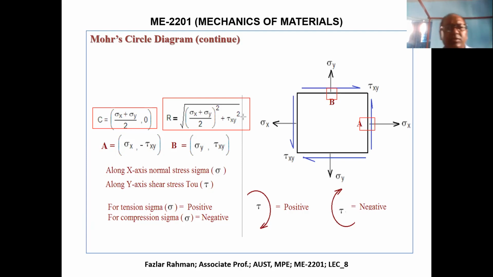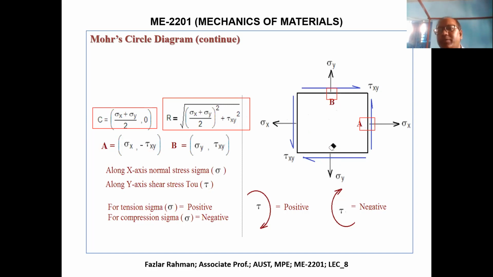So if you know the center and the radius, you can easily draw the circle. Now, when you have the plane stress element, you see point B and this point are the same, right? And point A and this point are the same. So you will always look only at points A and B.